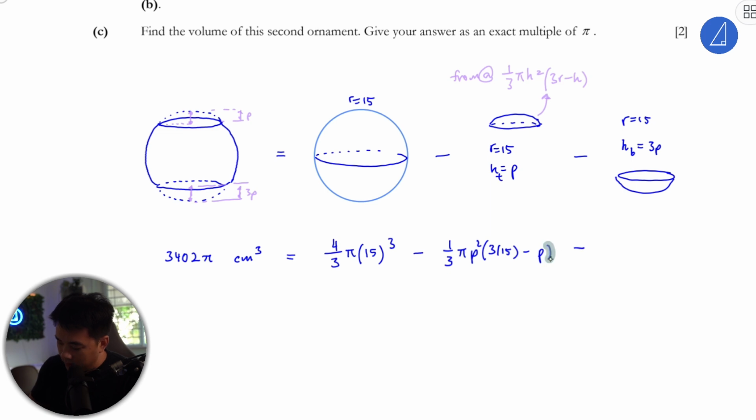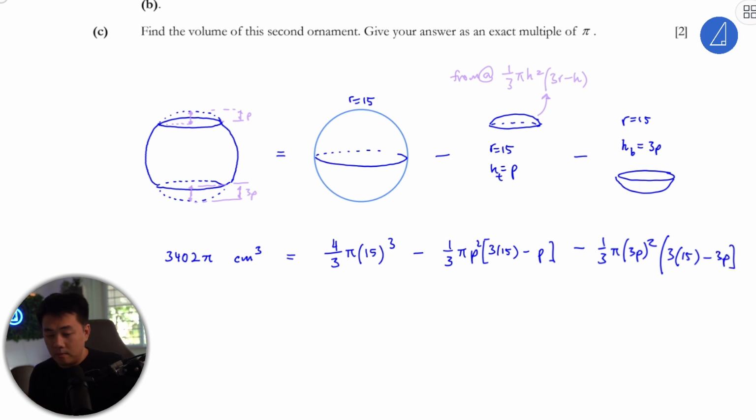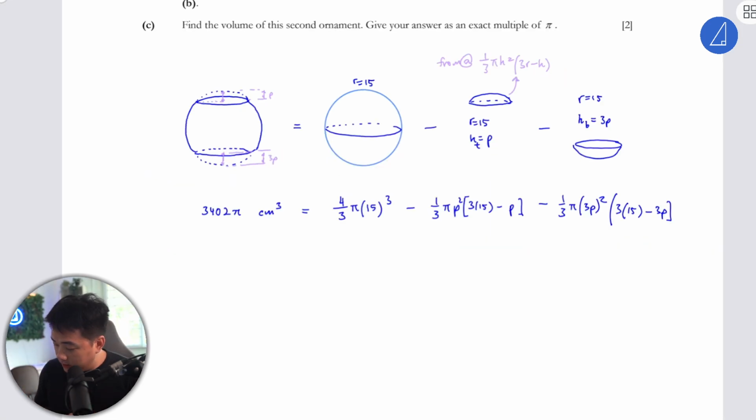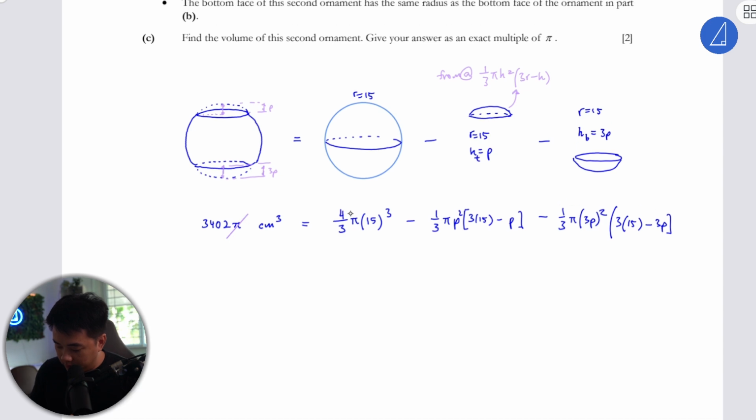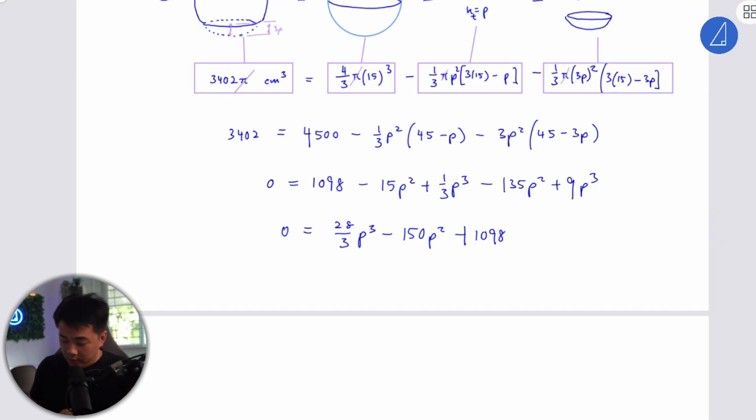Okay, then for this guy here, same thing. We just use 1/3 pi 3p squared, 3r, which is 15, minus h, which is actually 3p. So we can solve this. I think the good thing about solving this is essentially we just divide everything by pi, right? Cancel the pi for each term here. Okay, divide by pi. Then we just try and simplify everything. So we can use the GC and solve.